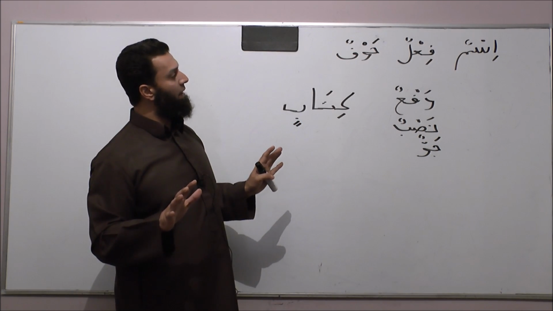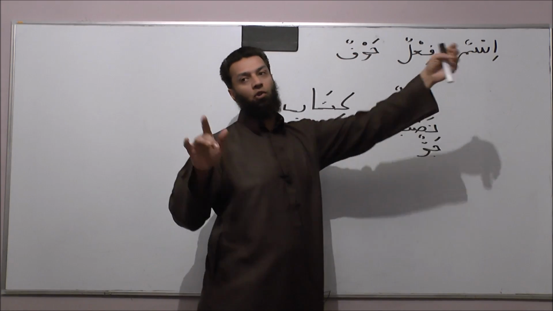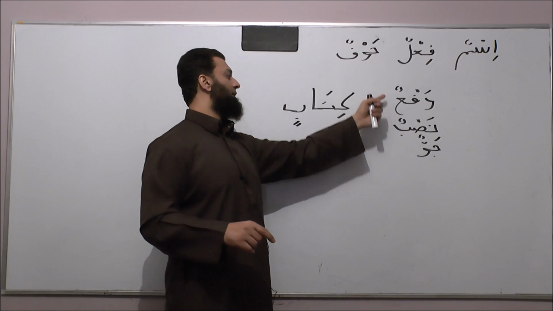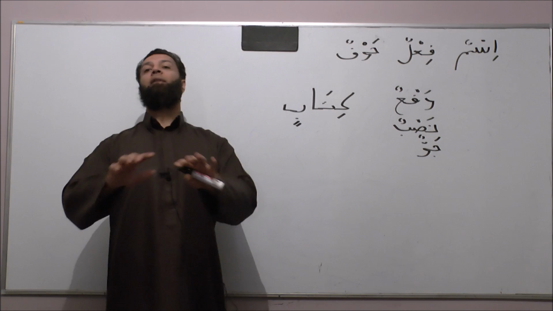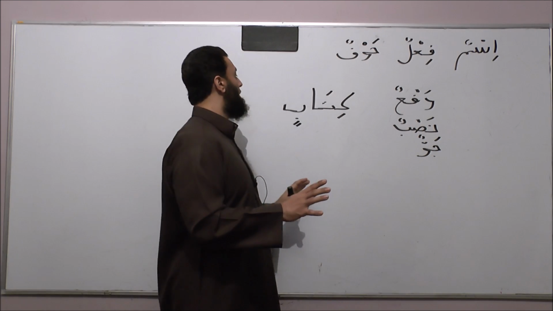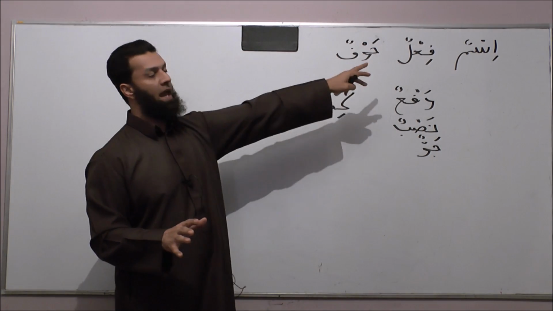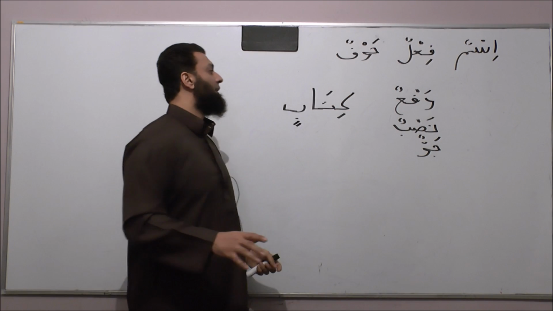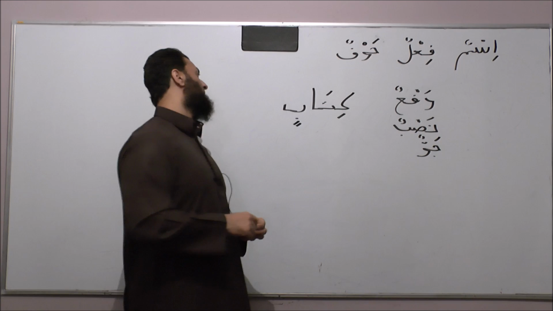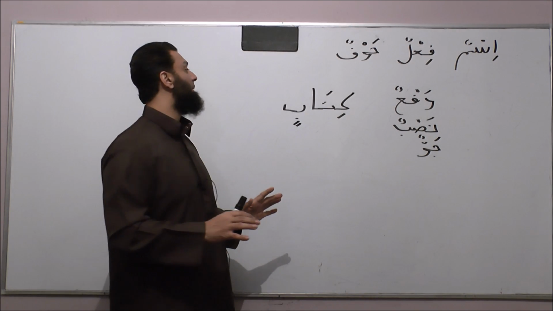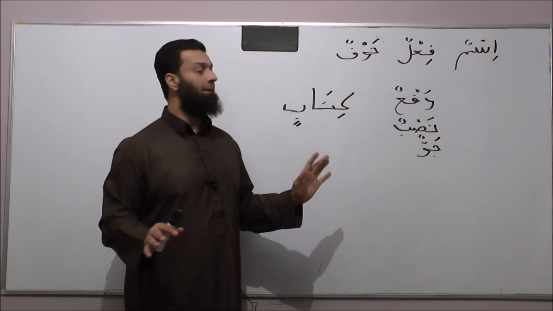Therefore, one of the founding principles of an ismun is to recognize that it can be in any one of three states. And for the majority of al-asma'u nouns, it will have two vowel markings at the end. Not all of them, there are always exceptions, but for the majority.